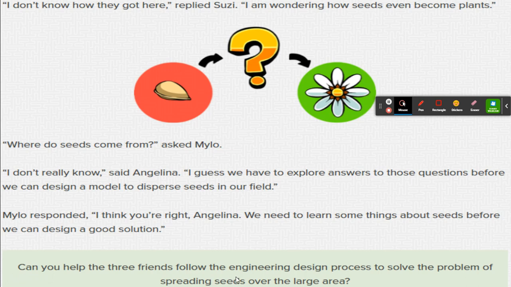Can you help the three friends follow the engineering designing process to solve the problem of spreading seeds over a large area?